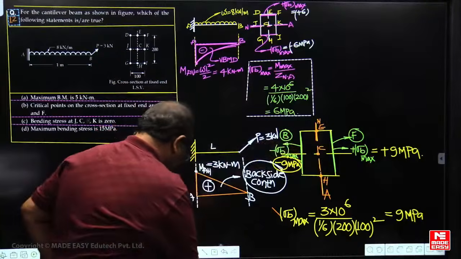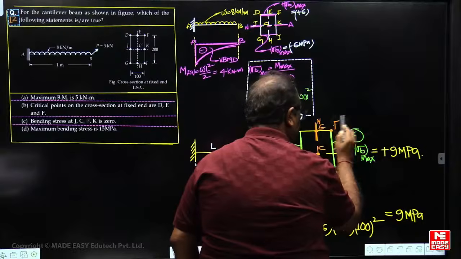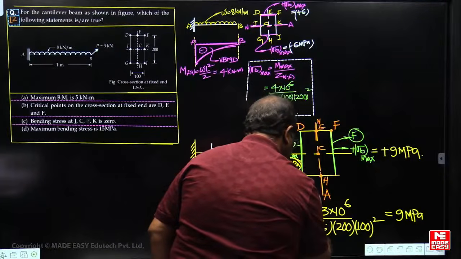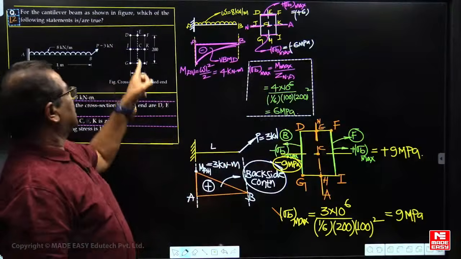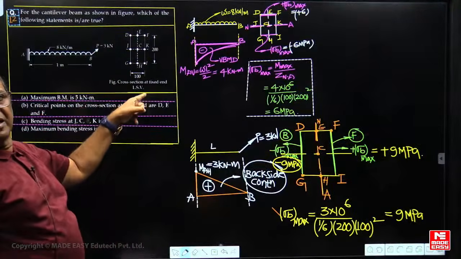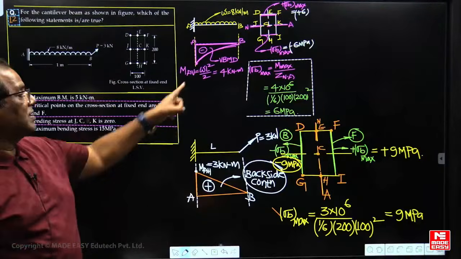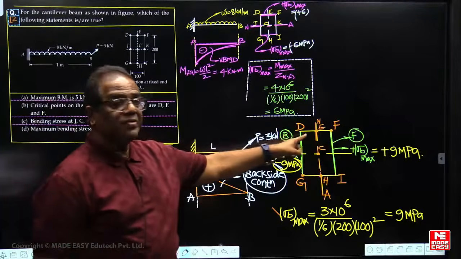F, D, G, H, I. So F is a junction of top and front side. When it is on the top side, plus 6, on the front side, plus 9. So what the value of stress at F now? 15. And what the value of the stress at E?